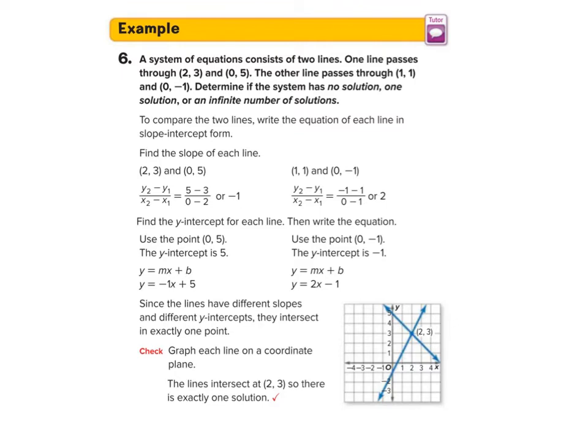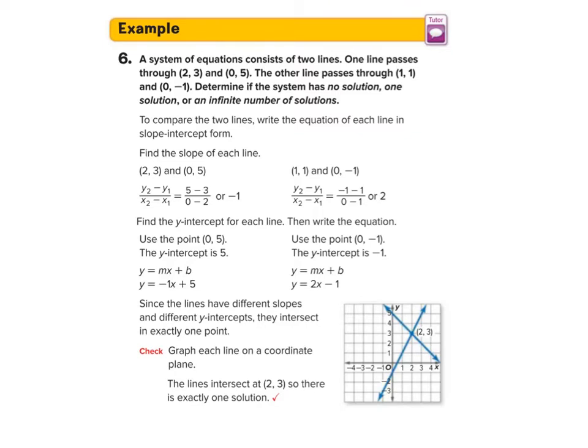To compare the two lines, write an equation of each line in slope-intercept form. So we have to take the points that were given and turn them into slope-intercept form. The first step is to solve for the slope. The slope equation is y2 minus y1 over x2 minus x1. So 5 minus 3 over 0 minus 2 is equal to -1.